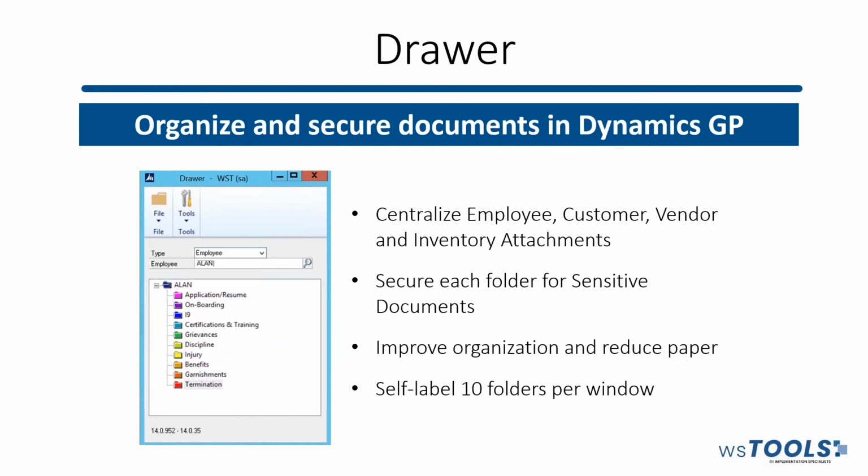Drawer, this is in 4 different areas for employee, customer, vendor, and inventory. And it allows you to secure all 10 folders at different levels. So it might be 3 people get access to your application in this example, 4 people can see the I-9, but when it comes to benefits, only your HR department can see that, as well as termination would be something the manager needs to have access to. And again, all of that is by security, by the color coding of the folder. And it works with your document attachment system.